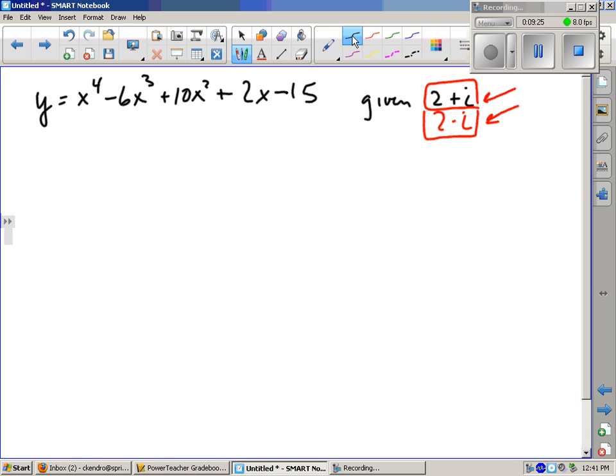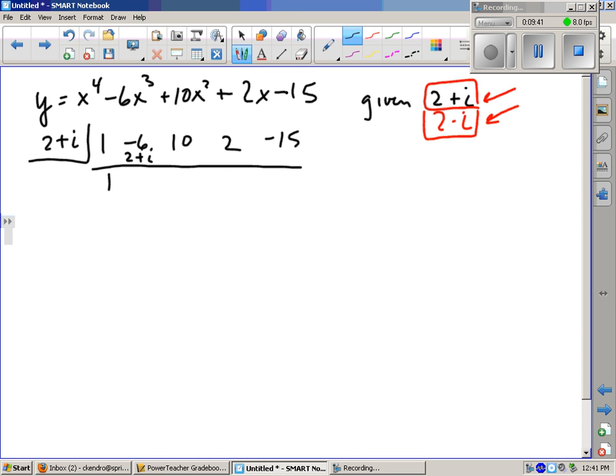All right, let's start with the first one, 2 plus i. Then I have 1, negative 6, 10, 2, and negative 15. Bring down the 1. 1 times 2 plus i is 2 plus i. Negative 4 plus i. I'm going to put it in parentheses just to keep it separate from the other ones. Now I have to take 2 plus i in the press box and multiply it by my negative 4 plus i. I'm going to do that over here.